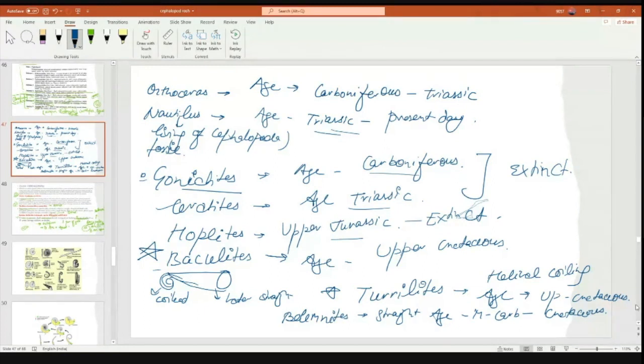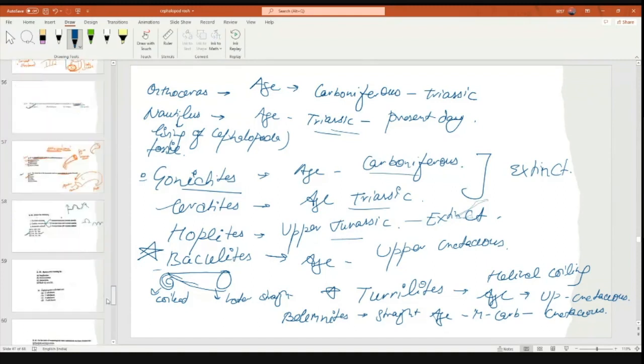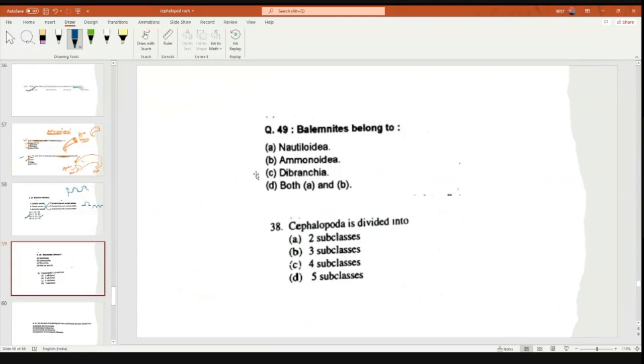Guys, done? Please respond. Yes, ma'am. Okay, so on the basis of the classifications, the questions are here which you have to solve. Belemnites belong to... वैसे अभी हमने देखा बेलमिनाइट Dibranchia. Yes, Dibranchia, which is having one pair of gills. Okay, one pair of gills.